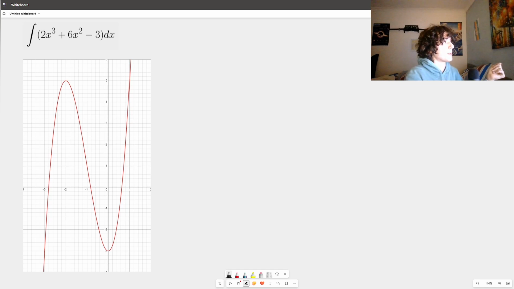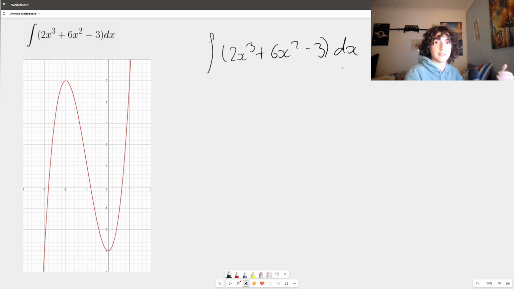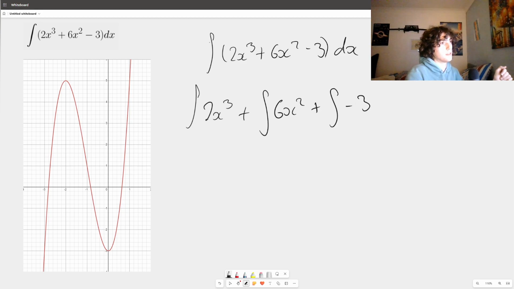Now, you may be confused by the fact that this is in a bracket. Where we have all of this in one bracket, it does not mean we have to treat this any differently to previously. We can treat all of these separately as their own thing. In this case we have no bounds, so we are able to do this. You will not always be able to do this, but we can say the integral of 2x cubed plus the integral of 6x squared plus the integral of minus 3, and you would need to put dx in front of all of these, which unfortunately I forgot to do.